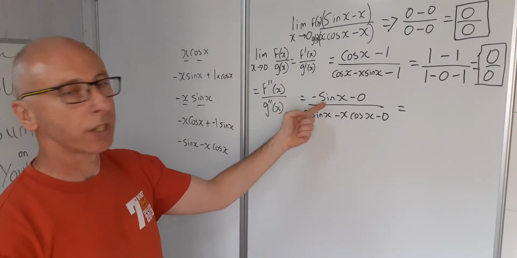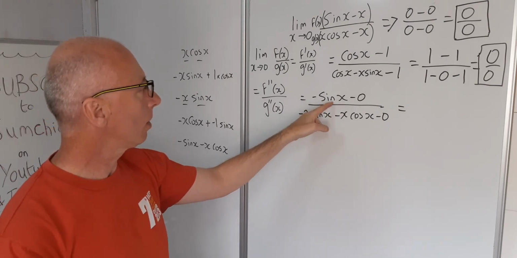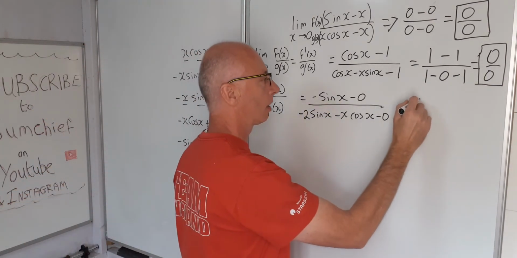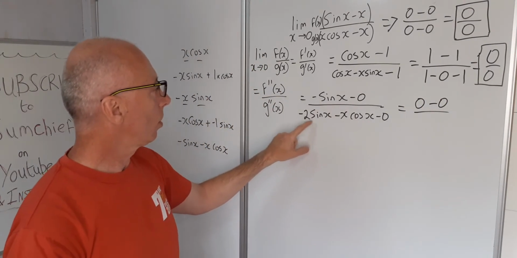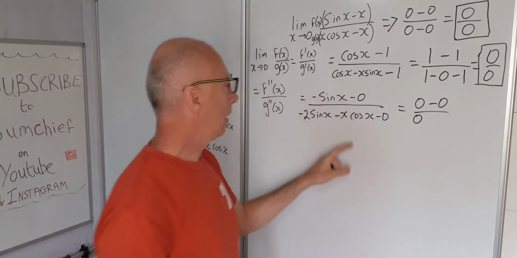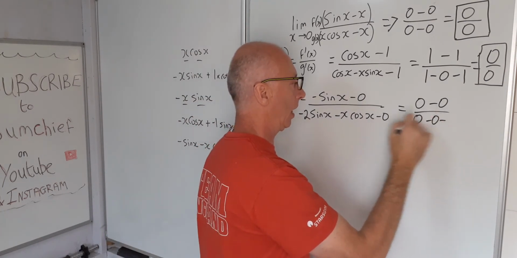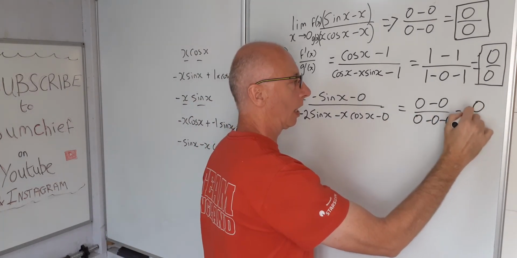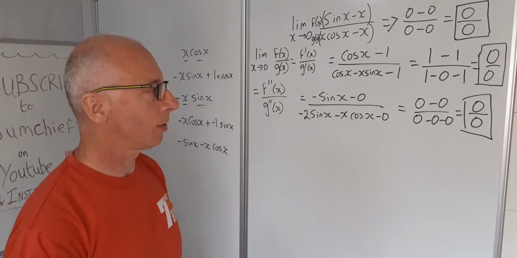Okay, let's plug in 0 now for all these values here. So minus sine of 0 is 0, minus 0. Minus 2 times sine of 0, again that's going to be 0. Then x times cosine of x, again that's going to be a 0. And then the other minus 0. And again, we're left with another 0 over 0 situation.